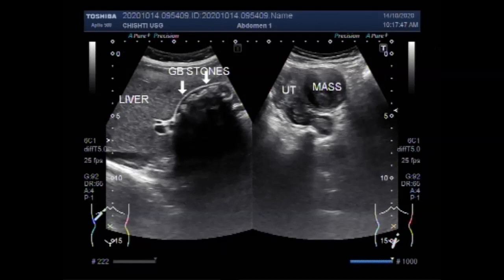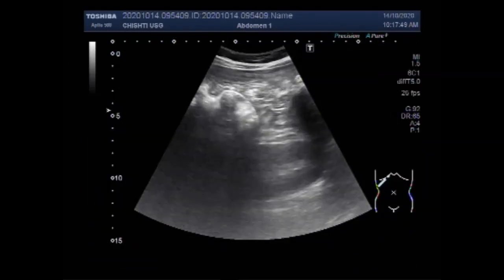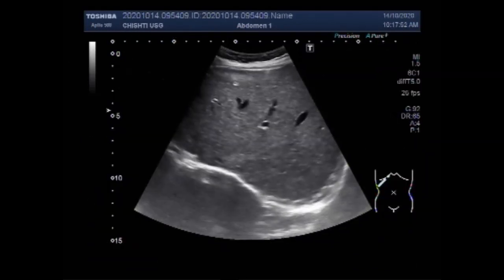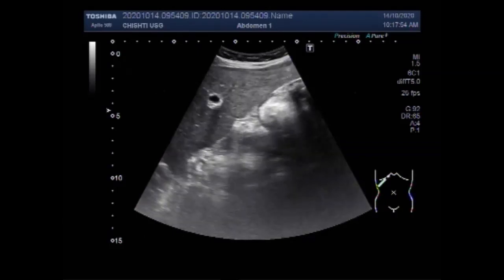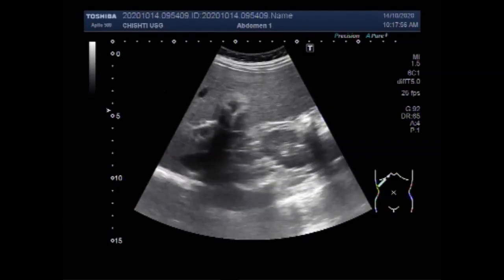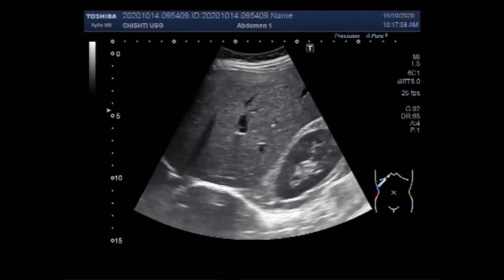This ultrasound video shows two findings in a female patient. One is cholelithiasis, multiple gallbladder stones, and the other is a uterine mass, a fibroid.